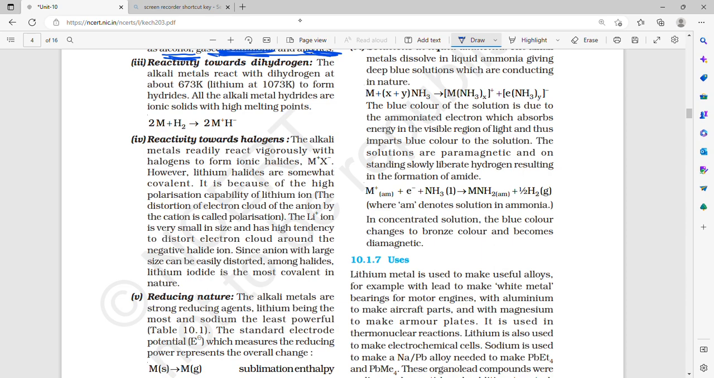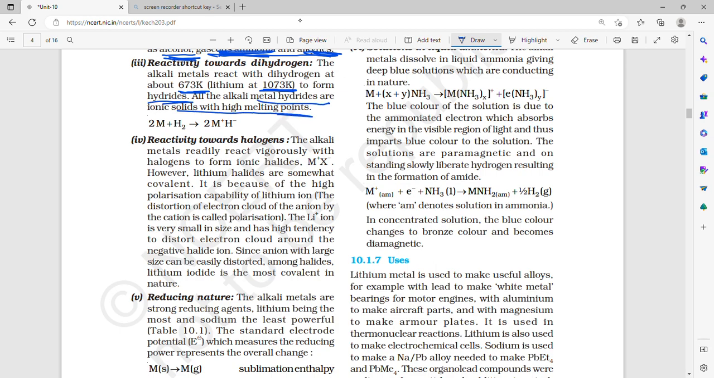Reactivity towards dihydrogen. The alkali metals react with dihydrogen at about 673 Kelvin, and lithium at 1073 Kelvin, to form hydrides. All the alkali metal hydrides are ionic solids with high melting points. 2M + H2 gives 2M+ H-.